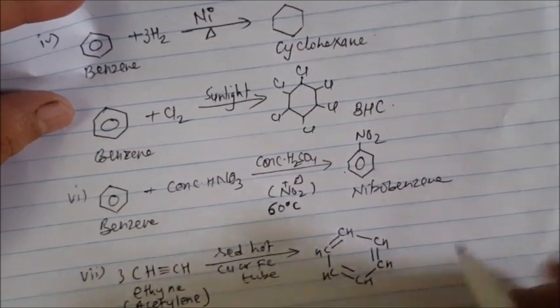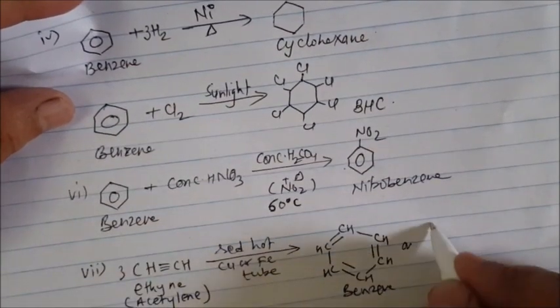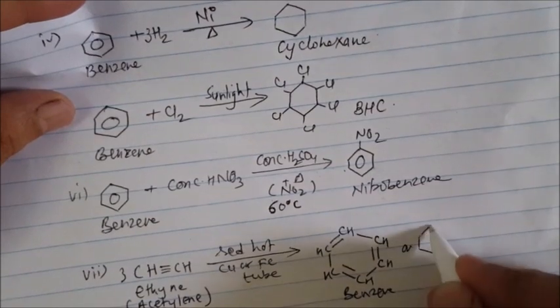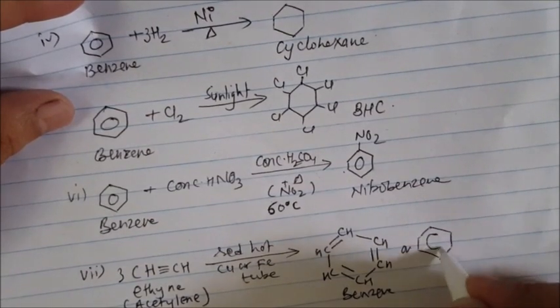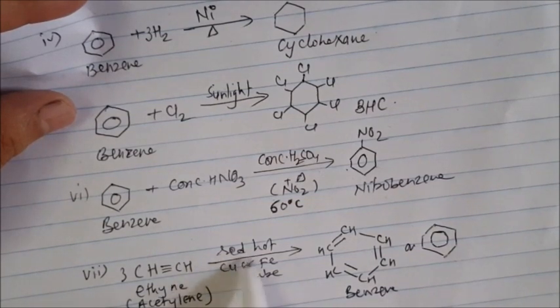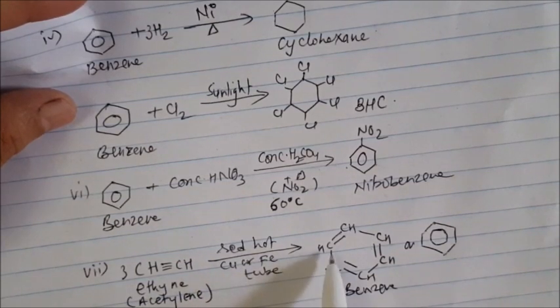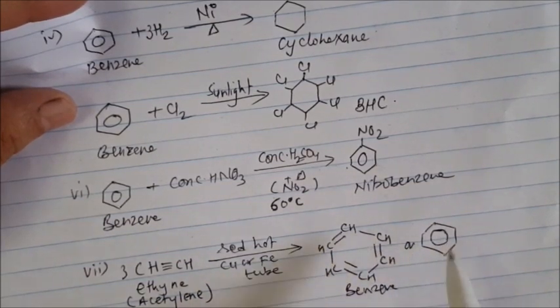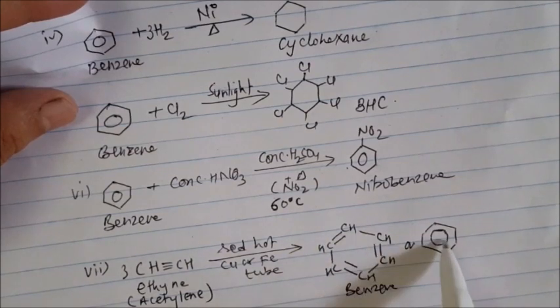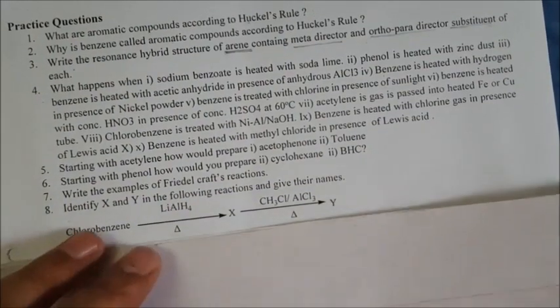Here 3 double bonds. This is benzene, or you can simply write it down. When acetylene gas is heated or passed through a red hot copper tube or iron tube at around 450 or above, then benzene is formed. So the product we can write down like this or like this. So, another question.